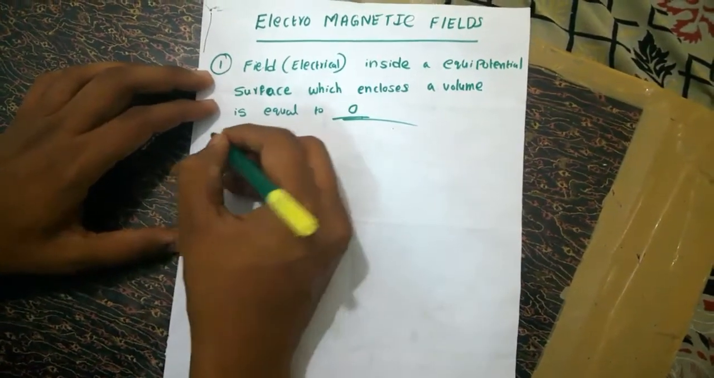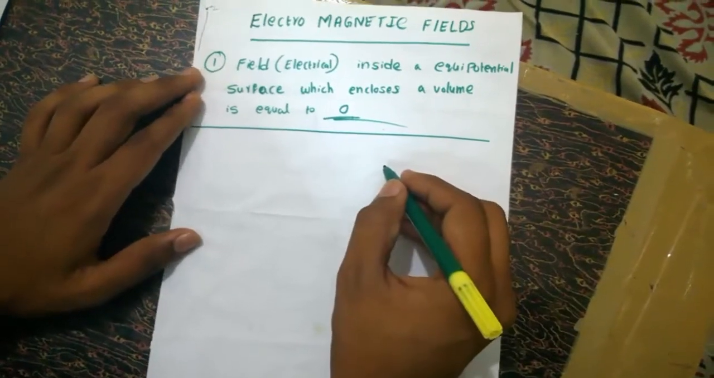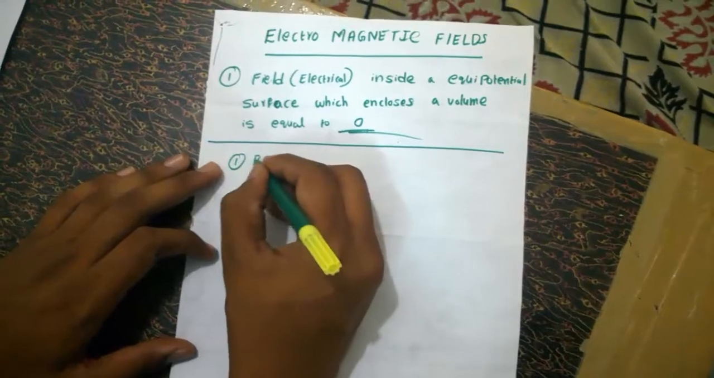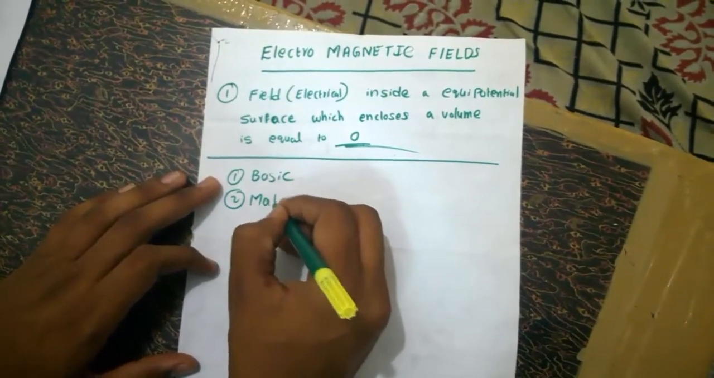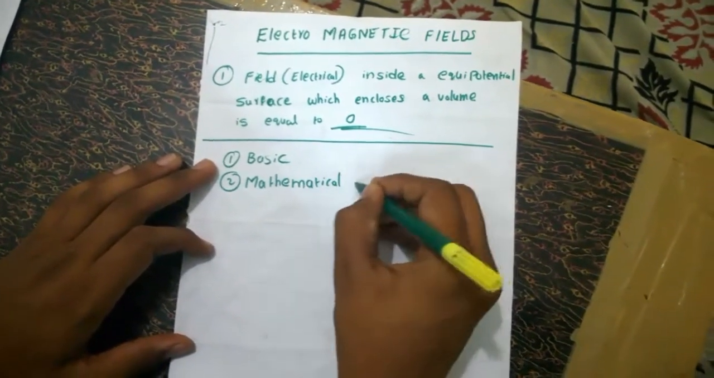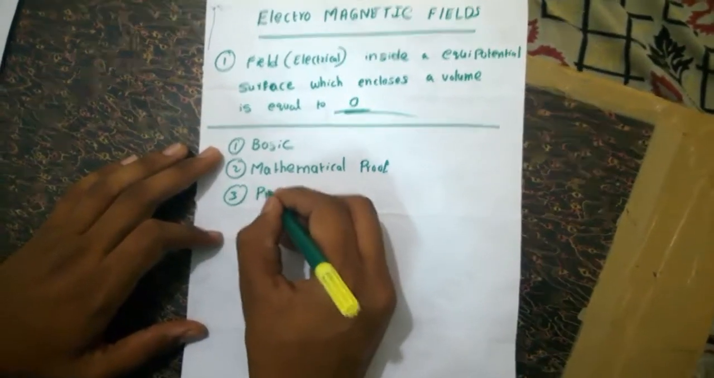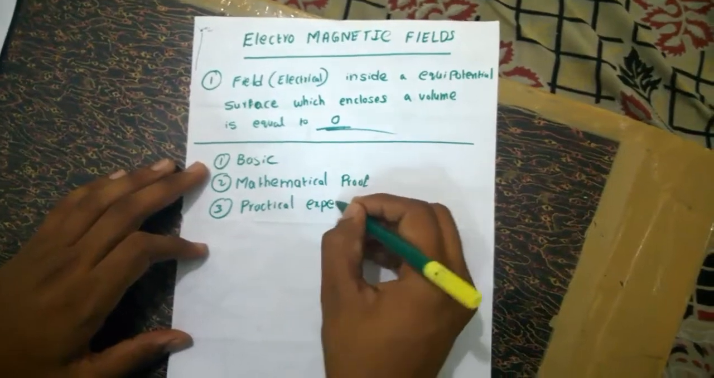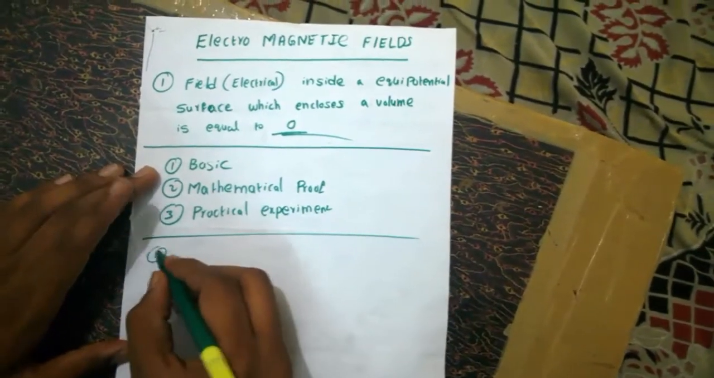First we will see the basics theoretically, and we will go for mathematical expressions. First basic, second mathematical proof, third practical experiment.